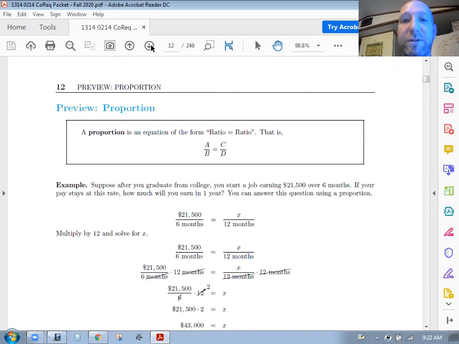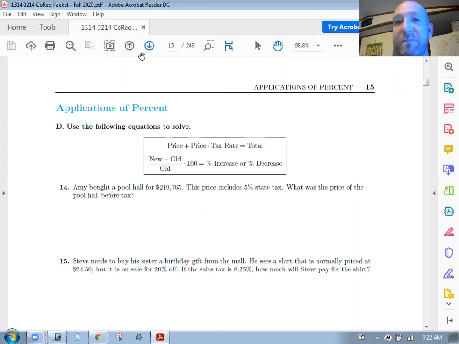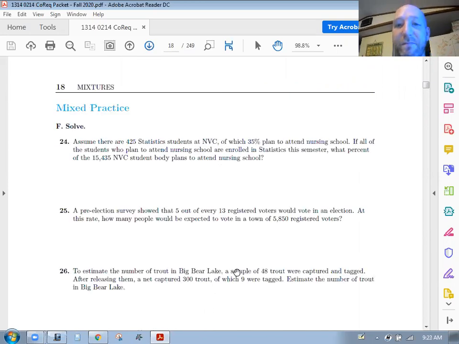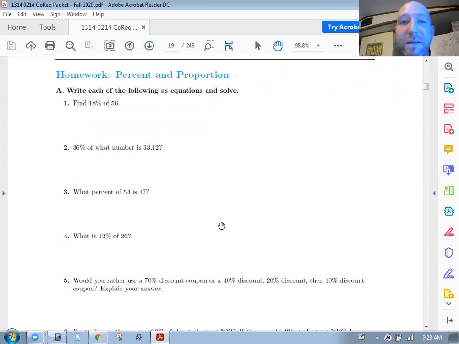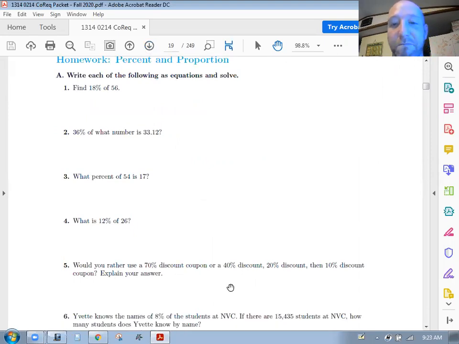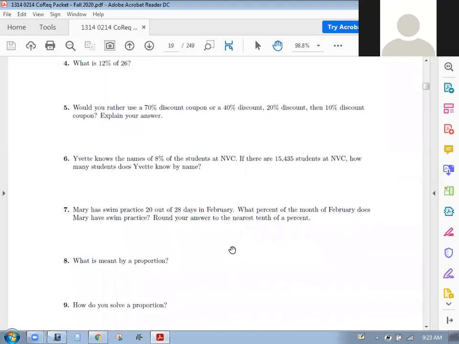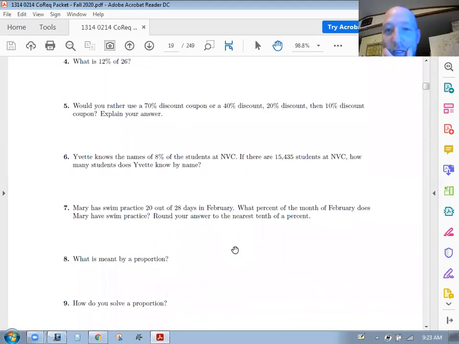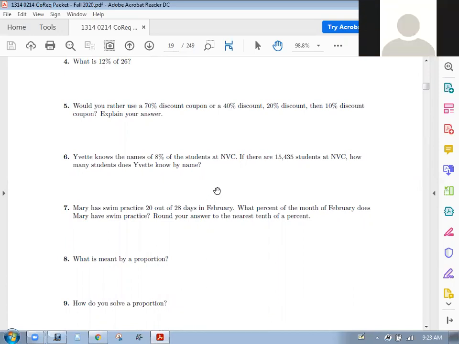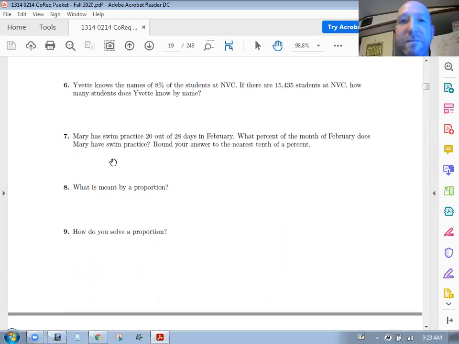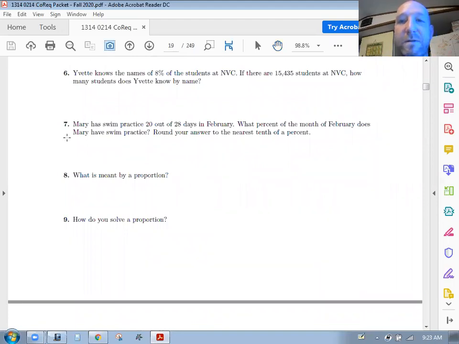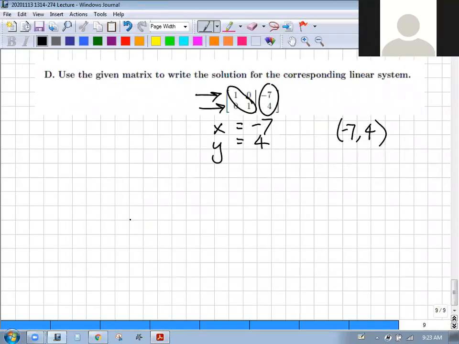How are y'all doing with percent and proportions? Shall we work some of these homework problems? I think I've assigned all of these so far. Yes, sir. I want to go over them just a little bit. All right. Any of these you're having particular problems with? I guess if anything, just go over number 7. All right.